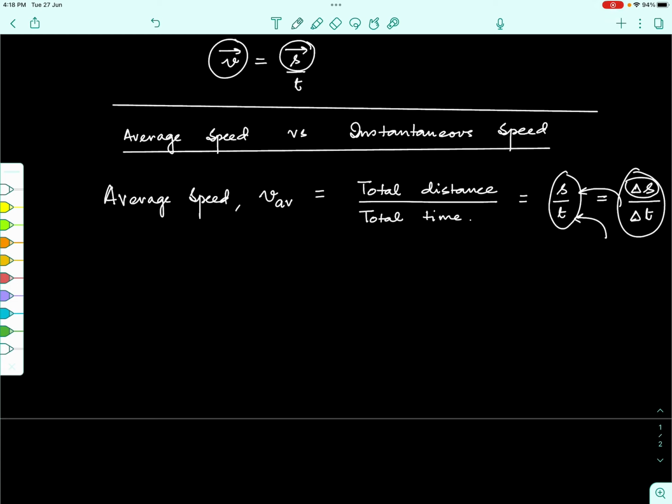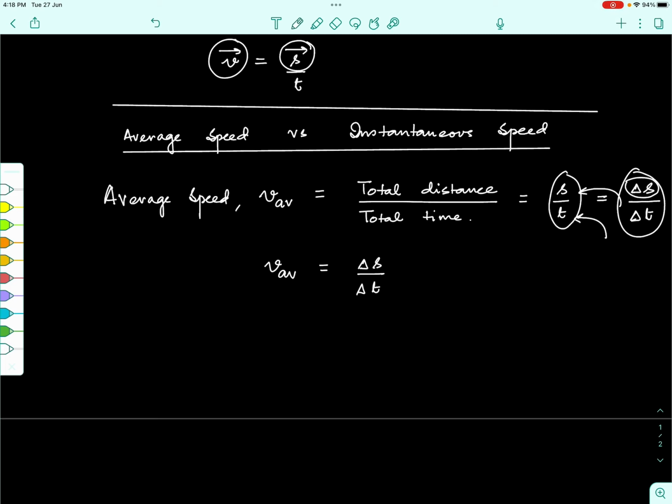Why we are doing that, we will understand when we talk about the second type of speed, the instantaneous speed. So, in general, when we discuss average speed, we will be writing it like delta S by delta T, where delta T is in general a large time interval, and the corresponding distance travelled is delta S, which will also be a large distance.